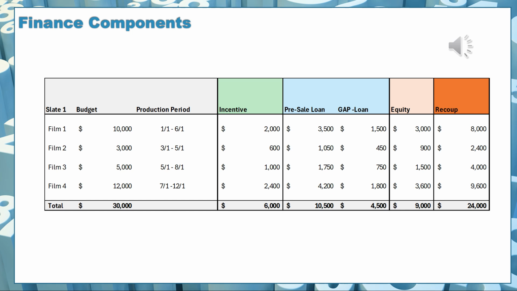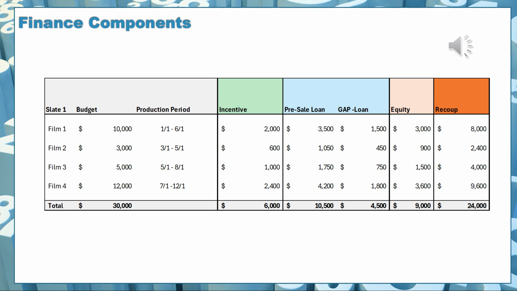Film 3 is a $5 million movie. Incentive is $1 million. Pre-sale loan is $1,750,000. The gap loan is $750,000, and the equity is $1,500,000. And we have to recoup for the budget coverage $4 million. And the last movie, the incentive is $2.4 million because the movie is $12 million. The pre-sale loan is $4,200,000, the gap loan is $1,800,000, and the equity is $3,600,000. So we need to recoup $9,600,000 for this film.